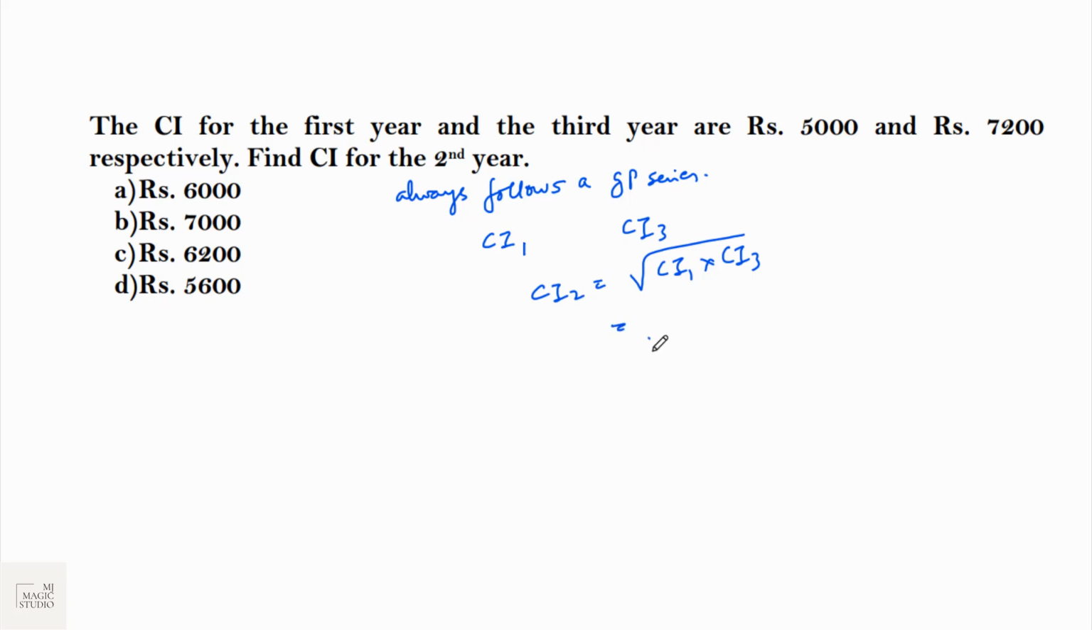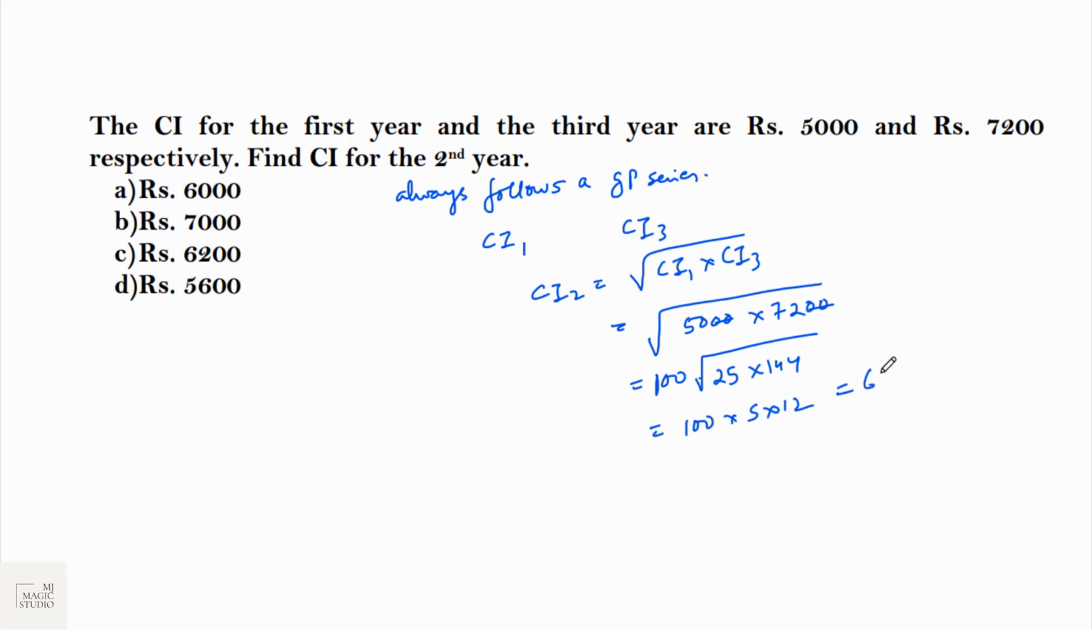The compound interest for the second year is root over 5,000 into 7,200. Let me take out the 00s. That is 100. Sorry. And this is 25 into 144. So 100 into 5 into 12. That is 6,000. So CI for the second year would be 6,000. Option A is the pick.